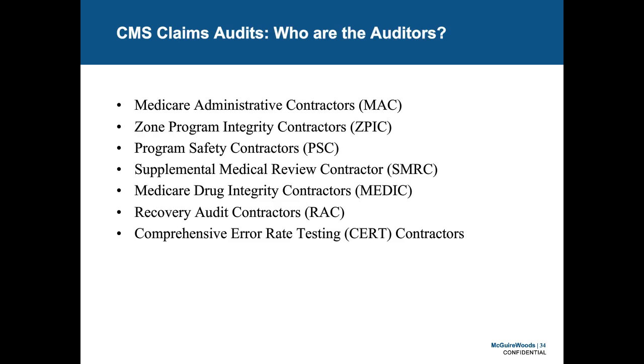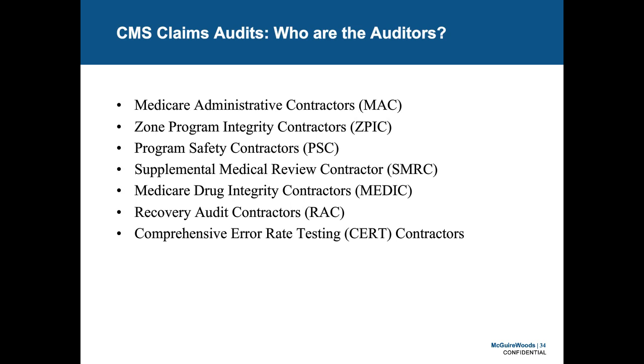First, we'll talk about claims audits. On the slide is a list of some of the various auditors who audit Medicare providers' claims. These can come in many forms, and these different auditors serve different roles within the Medicare program integrity structure. The most common audits that we see, aside from investigations from the DOJ and OIG, are audits from the MAC, the contractor that processes the provider's claims, and the ZPIC or UPIC.